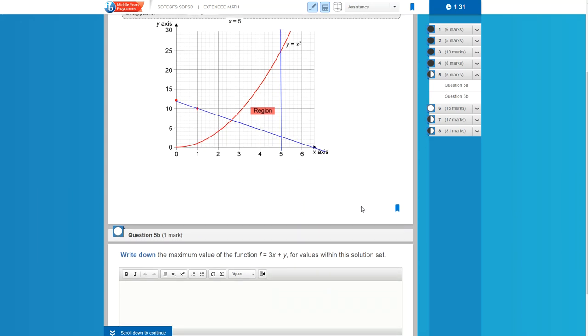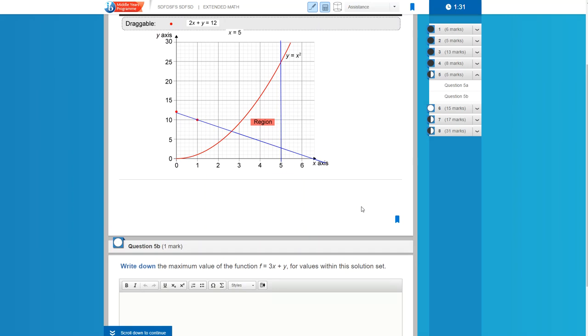Write down the maximum value of the function f equals 3x plus y for the values within this solution set. So what's the maximum value of the function? What point does it give the maximum? What coordinate? 5, 25. This gives the maximum out. So 5, 25. Okay.